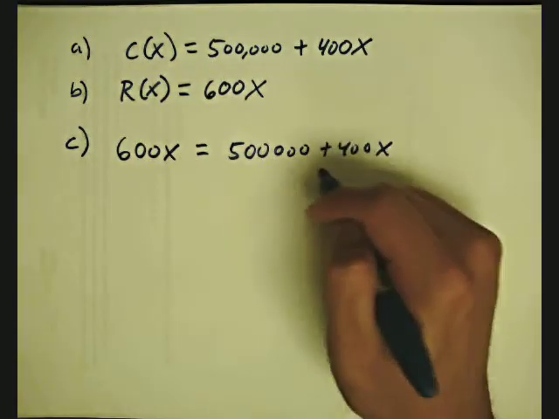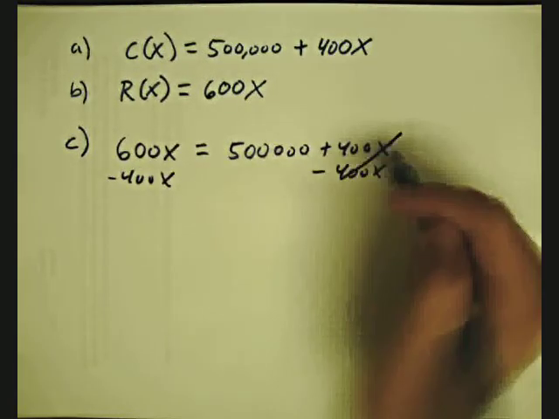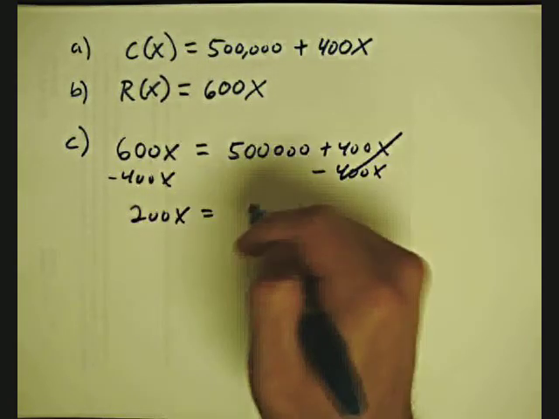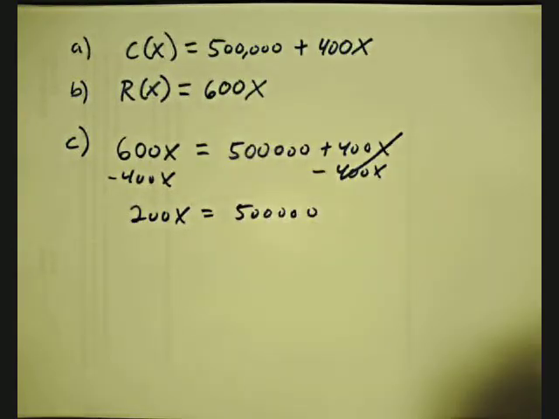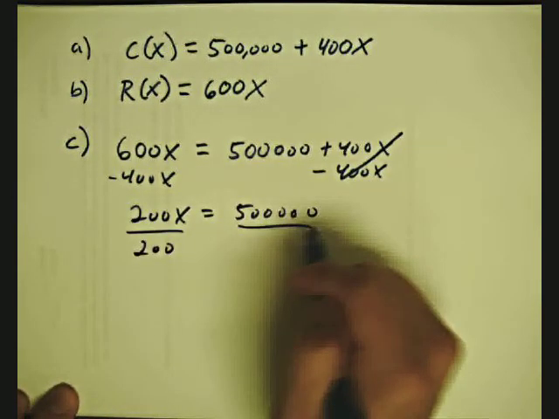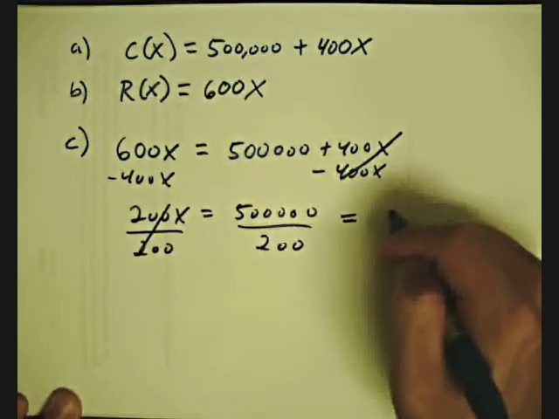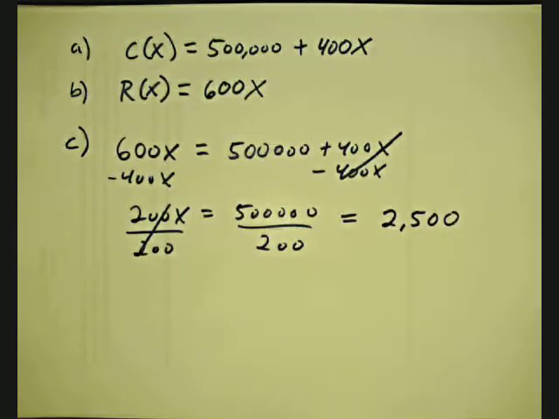So solving this for X, we'll subtract 400X. So 200X equals 500,000. And then we want to take 500,000 and divide by 200. And so we get X equals 2,500. So if the company produces and sells 2,500, they will break even. They will not make any money because all of their revenue is offset by cost.